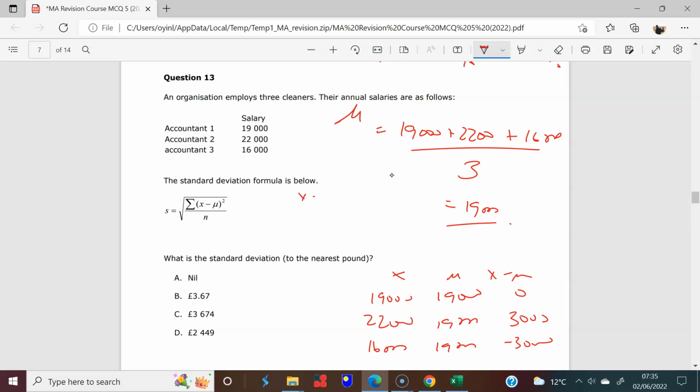Right, so the next thing I need to do is square them, x minus mu squared. Sorry, I didn't have enough space here. 3,000 times 3,000 is equal to 9 million, and minus 3,000 times minus 3,000 is also 9 million, so you have 9 million and 9 million that you're adding together.